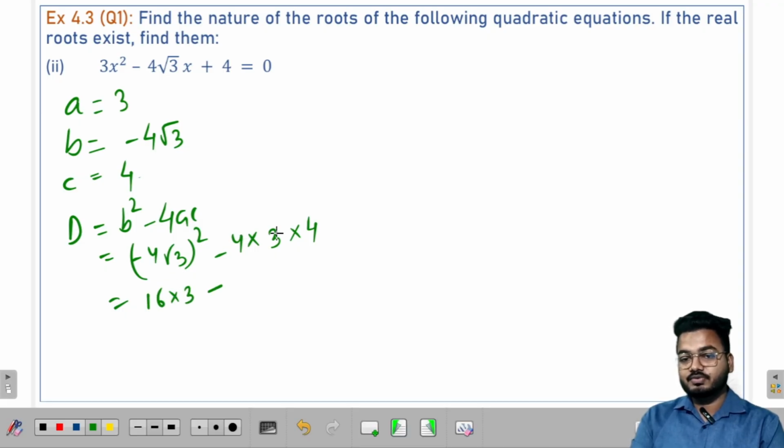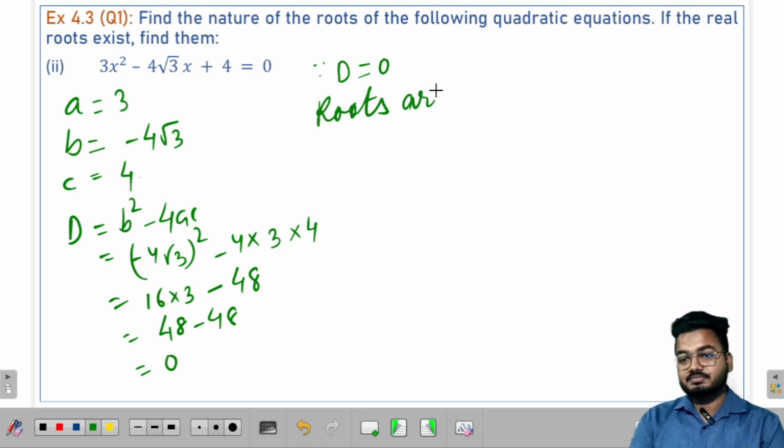So minus 4 into minus 4 is 16, and root 3 into root 3, it will be 16 into 3. Okay, 4 3s are 12, 12 4s are 48, and 16 into 3, this is also 48, so it will be 0. So as d is 0, roots are real and equal.